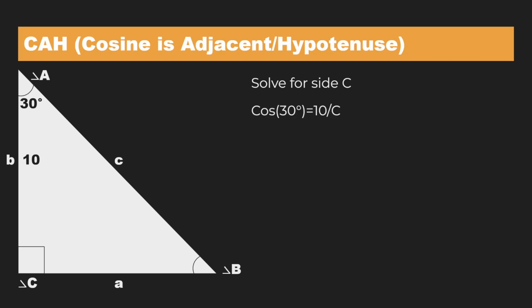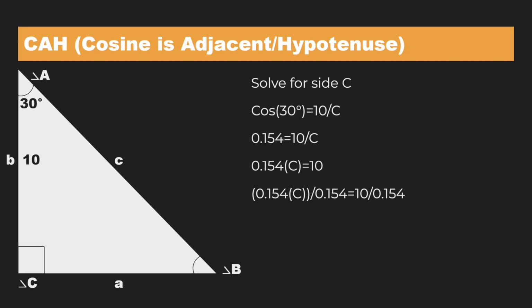cosine of 30, as we can see here, that's our new A, is equal to 10 over C, right? Because now we have the adjacent, but we're missing the hypotenuse. We're solving for the hypotenuse. And so we're going to do that by, again, simplifying cosine, and then multiplying both sides by C.